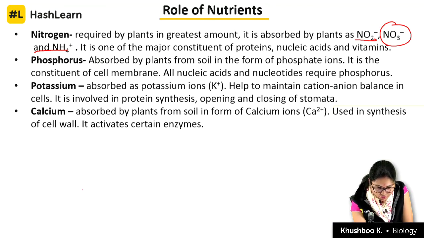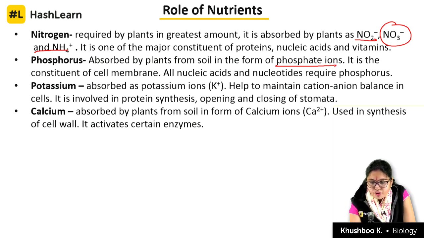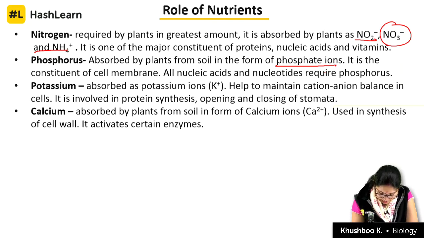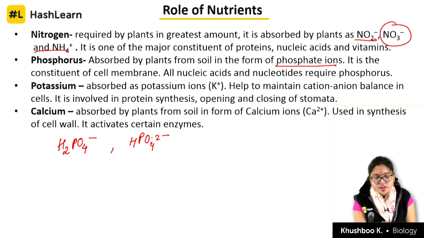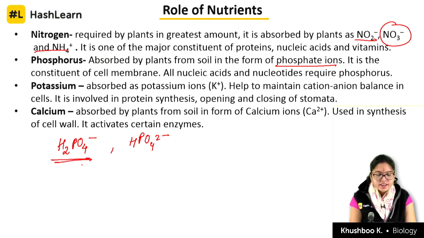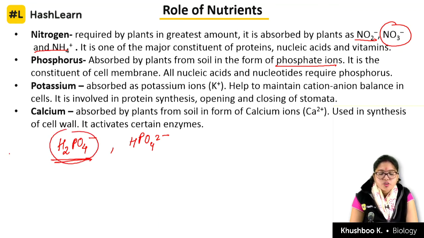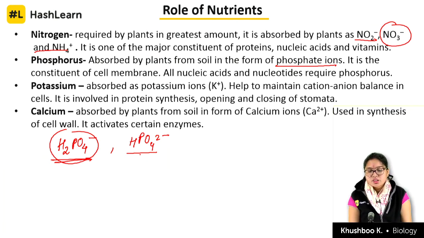And now the next one is phosphorus. It is absorbed by plants from the soil in the form of phosphate ions. So it can be either in the form of H2PO4 minus, or it can be in the form of HPO4 2 minus, okay. So this will be there when the pH of the soil is low, okay. So when pH is low, this is the form of phosphate in which it is absorbed. If pH is high, that is the form of phosphate in which the plants will absorb phosphorus, okay.